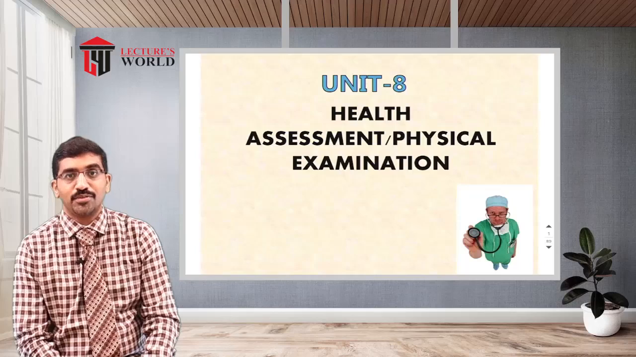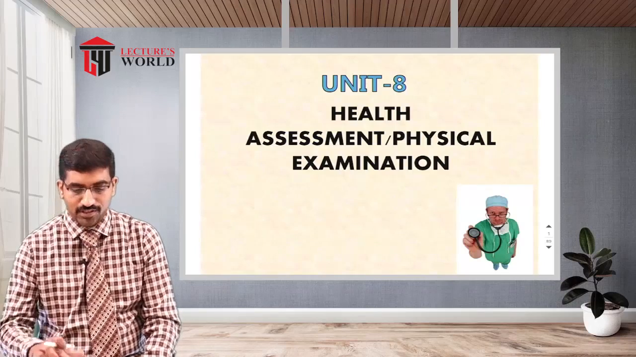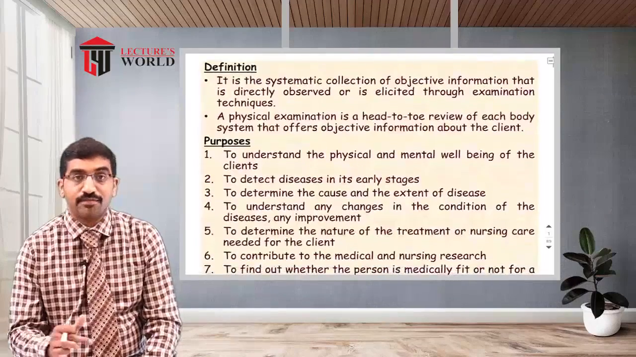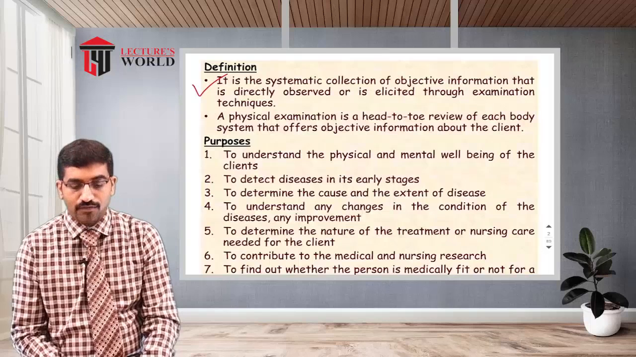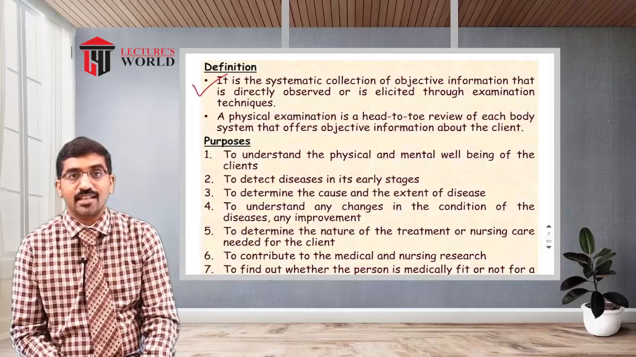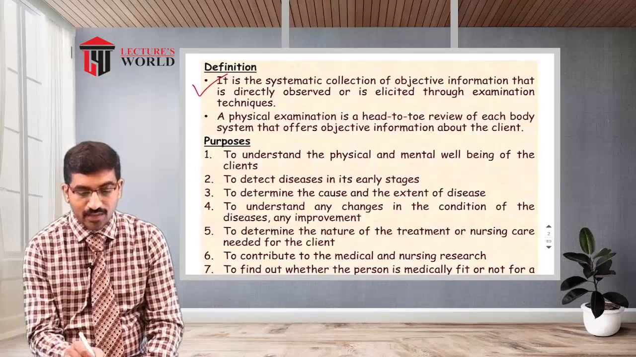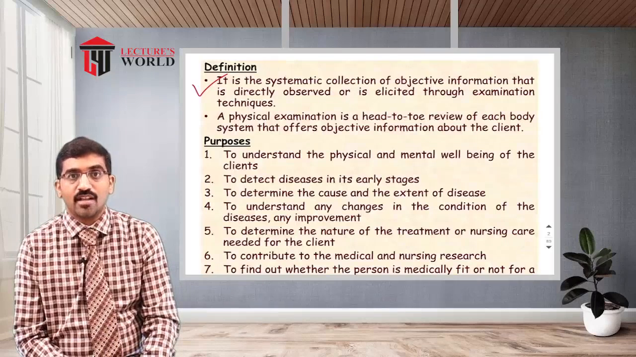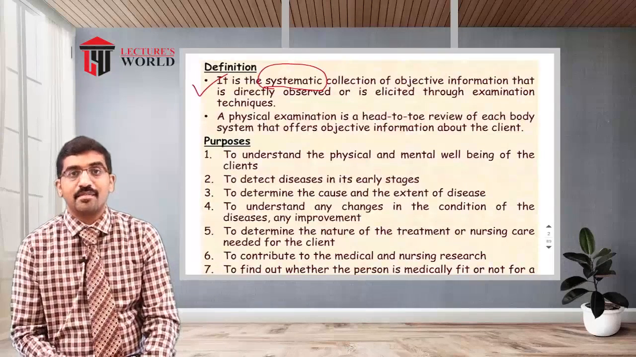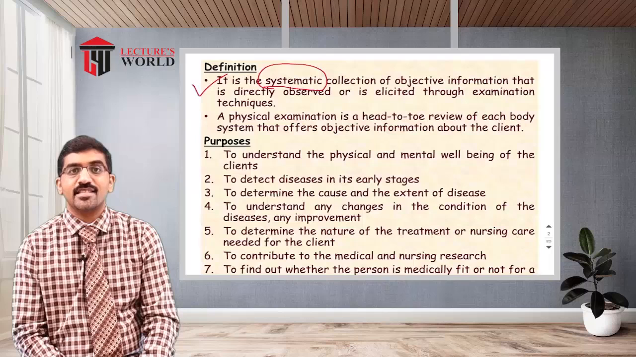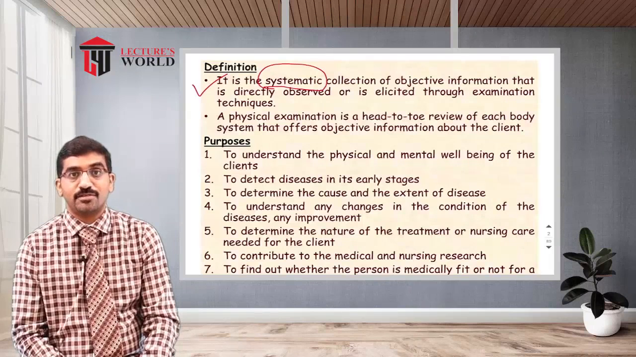So I am taking you to the next slide about its definition. How can we define health assessment? The first definition: it is a systematic collection of objective information that is directly observed or elicited through physical examination techniques. Let us see the basic terminologies here. The first one is systematic collection. What do you mean by systematic collection? Systematic collection means sequence-wise. There are proper steps, and based on those steps, we have to take an assessment of the patient.